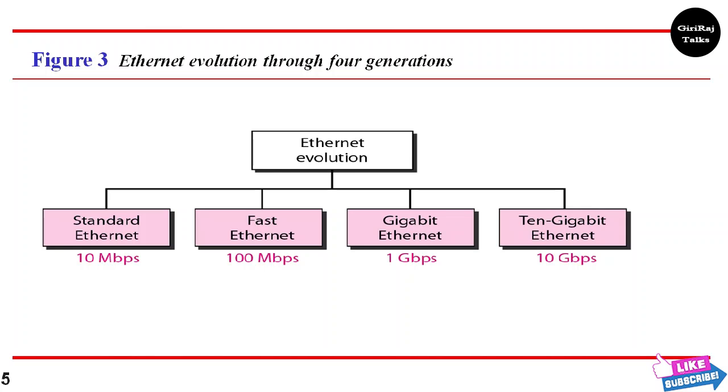First one, Standard Ethernet, which is having the speed up to 10 Mbps. Second one, Fast Ethernet. It is having 100 Mbps speed. Third one, Gigabit Ethernet. It is having the speed of 1 Gbps. Last one, 10 Gigabit Ethernet. It is having the speed of 10 Gbps. We briefly discuss all these generations in this chapter, but mainly we discuss Standard Ethernet and Gigabit Ethernet in this class. Let us see the MAC sublayer.